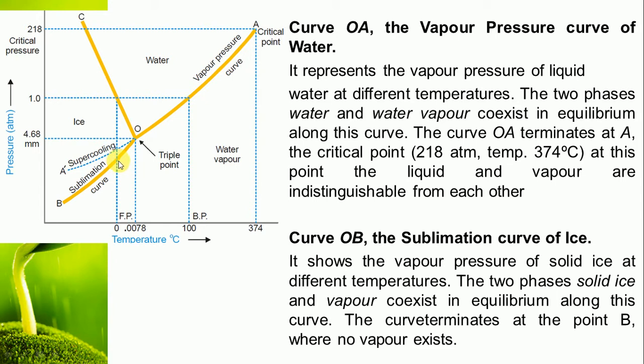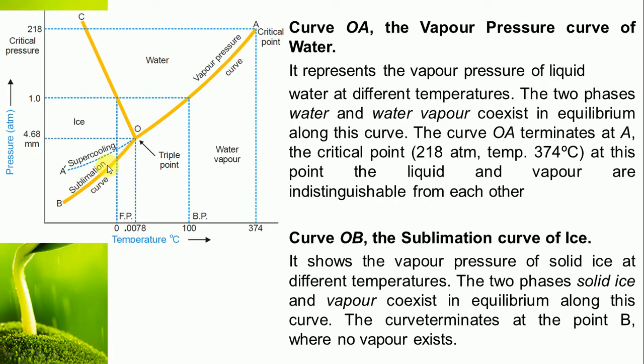It will be vaporized. So instead of going through the intermediate liquid stage, ice can be sublimed by just changing its pressure. This curve OB is regarding the sublimation of water, and this curve is known as the sublimation curve. So OB shows the vapor pressure of solid ice at different temperatures. It shows the different temperatures and pressures at which the vapor pressure of solid ice can be recorded.